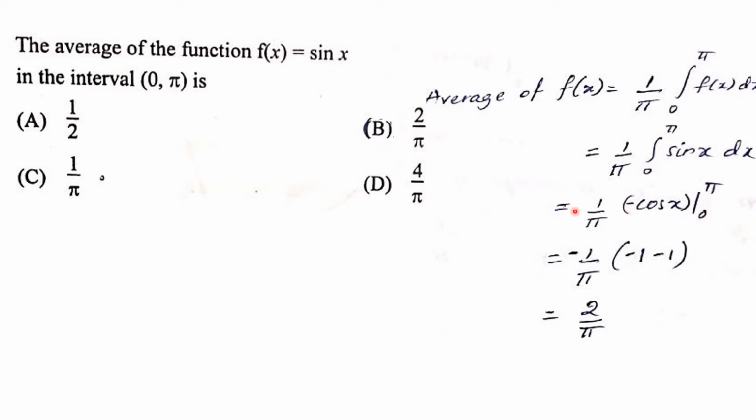So, minus, take it outside, minus 1 by pi, then cos pi is minus 1 minus of cos 0, that is 1. Therefore, answer will be 2 by pi. Option B is correct.